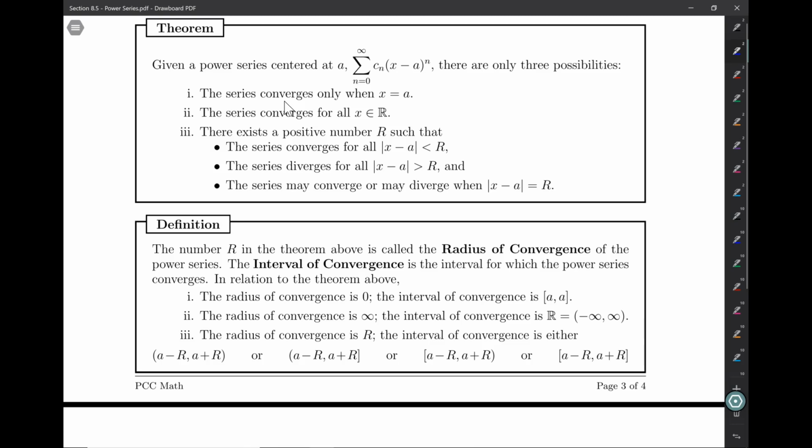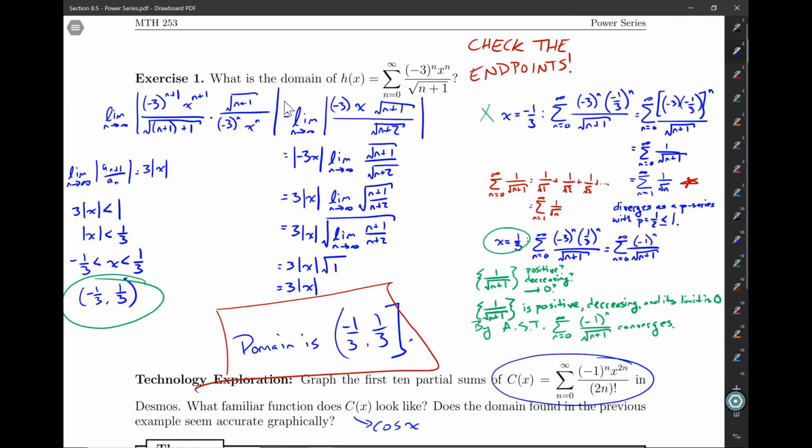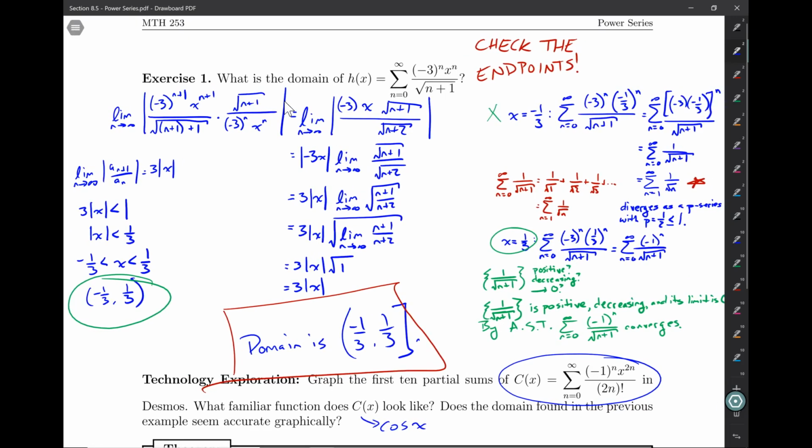And then there's this third possibility, which is that there's going to be some number r, so that the series converges for all x where the absolute value of x minus the center is less than r, and it diverges for all of the values outside of that. And then we're actually not quite sure what happens when the absolute value of x minus a is equal to r. This last result summarizes a lot of what we've been doing in these previous examples, just like your exercise. We ended up with some sort of an r value. In this case, it looked like our r value may be 1/3.